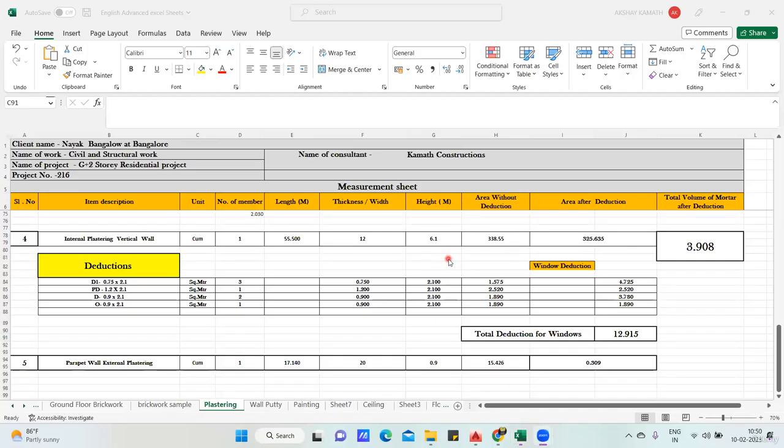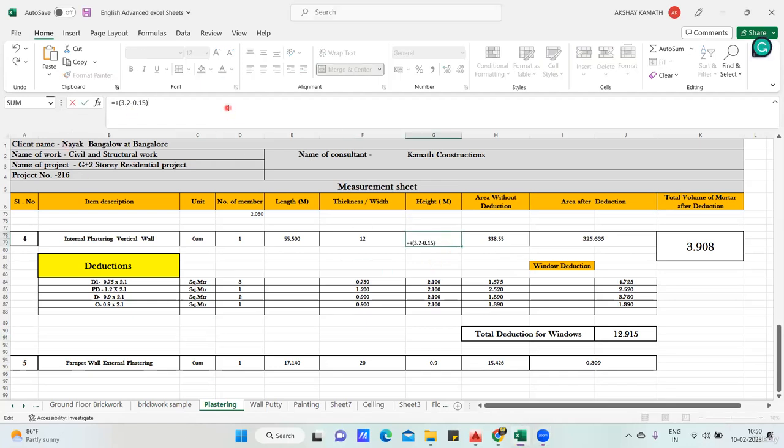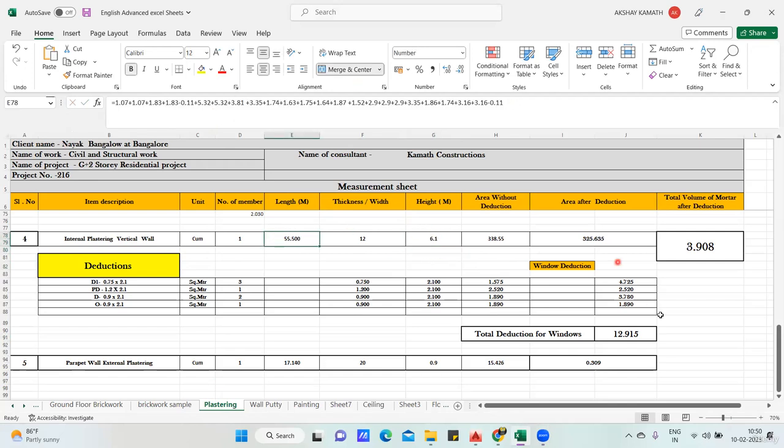In the previous lecture, I forgot to tell you one thing. What I had done is I hadn't multiplied this by 2, right? If you had seen my estimation, I had taken only 3.05. But actually, whatever calculation we did, internal plastering vertical wall, it is including the ground floor and the first floor, isn't it? So it should be 3.2 minus 0.15, 2 times. Why is it 2 times? Because ground floor and first floor, including both the height we had calculated, all this perimeter, right?